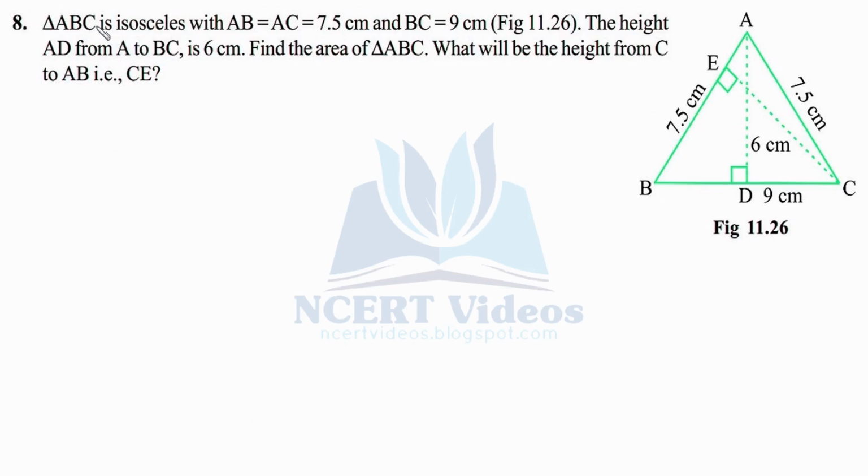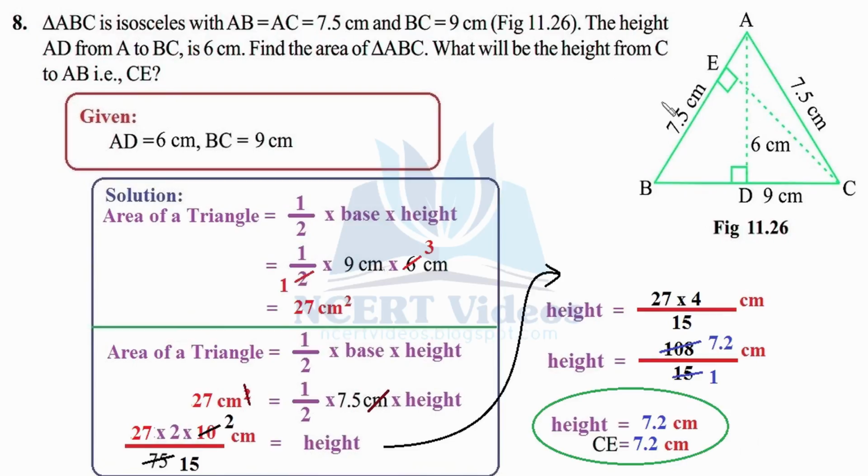Question 8. Triangle ABC is isosceles with AB equals AC equals 7.5 centimeter. So this is an isosceles triangle having two sides the same. And BC equals 9 centimeter, that is their base. The height AD from A to BC is 6 centimeter. Find the area of triangle ABC. What will be the height from C to AB, that is CE, that is another altitude. Here, first of all, the given parts. AD is 6 centimeter. That's AD.